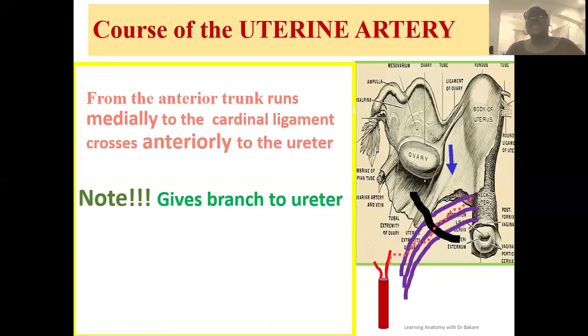And along this course that it runs in relation to the ureter, you see it giving off a branch here that is highlighted in white to the ureter. And this is where it gives off an arterial branch to supply the ureter at this point. So this is the first branch that the uterine artery will give from where it emerges along the path that it runs.